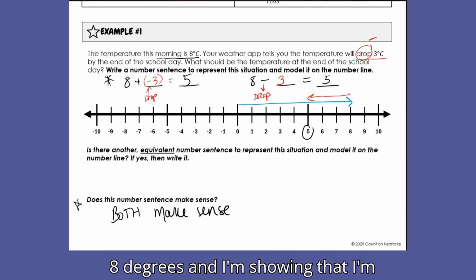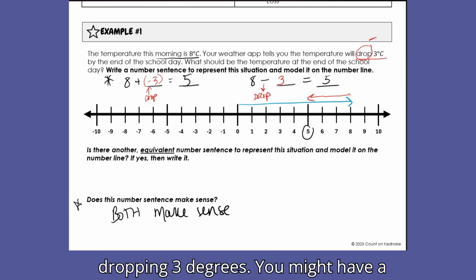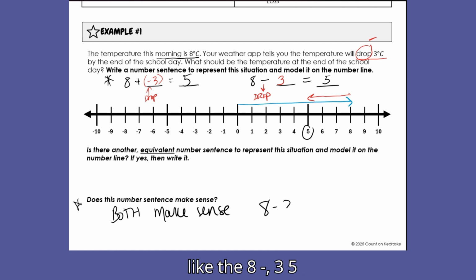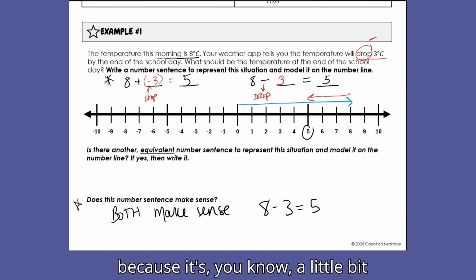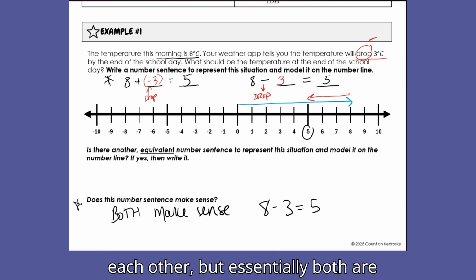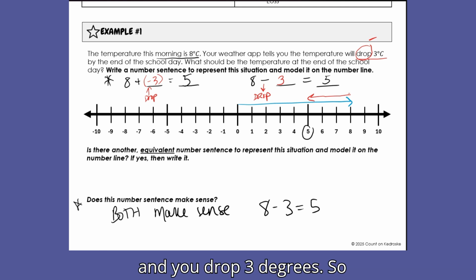I start at 8 degrees and I'm showing that I'm dropping 3 degrees. You might have a preference of which one kind of makes more sense to you. Maybe you like the 8 minus 3 equals 5 because it's a little bit simpler. There's not two symbols next to each other. But essentially both are showing still that you start at 8 degrees and you drop 3 degrees.